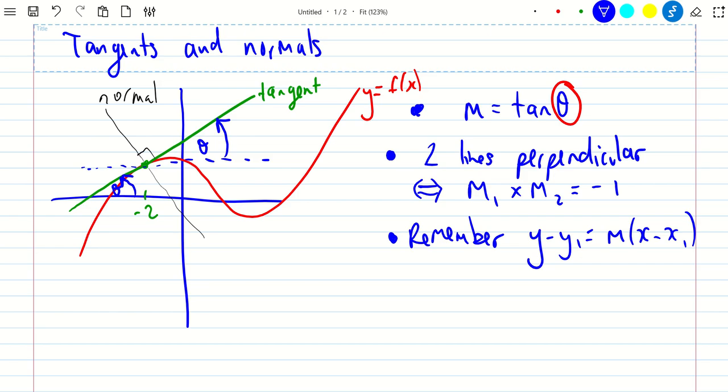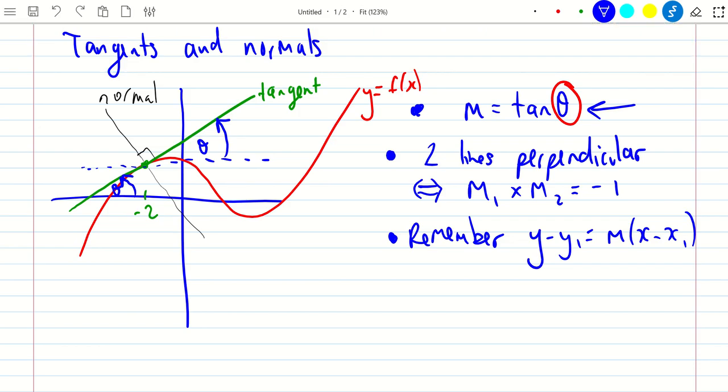The angle it makes with the x-axis is calculated by using m equals tan theta. If you think about that, you'll see why that works. But m is equal to tan theta. If you think about rise over run, that's how we calculate the angle of inclination. Sometimes in exams they'll ask for the angle that the tangent line makes with the x-axis, something like that.